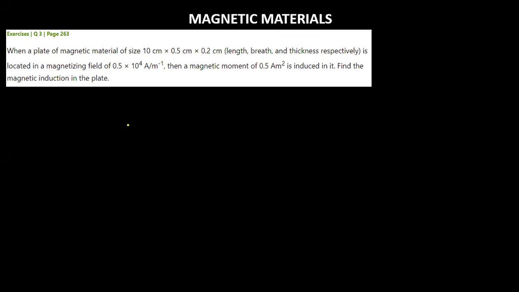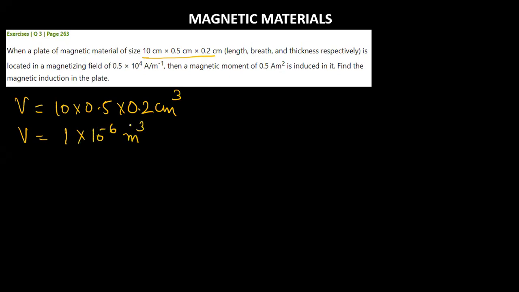So let us write the given data first. We have been given the volume of the particular magnetic material: 10 centimeter into 0.5 centimeter into 0.2 centimeter. The volume is 10 into 0.5 into 0.2 centimeter cube. 10 into 0.5 will be 5, 5 into 0.2 will be 1. So that will be 1 into 10 raised to minus 6 meter cube. I have converted centimeter cube to meter cube, since centimeter cube is 10 raised to minus 6. So the volume given is 1 into 10 to the power minus 6 meter cube. This is given to us in the question.